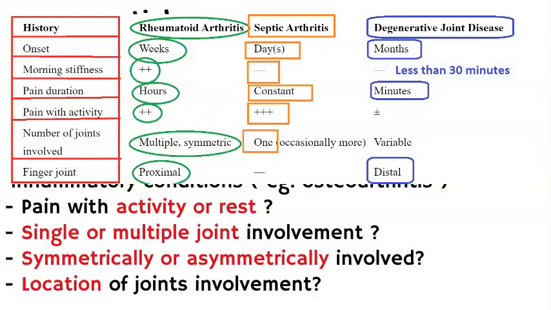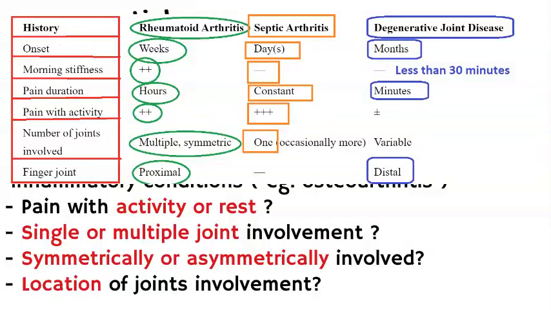For the history of rheumatoid arthritis, the onset is usually weeks, associated with morning stiffness. The pain duration is usually more than 30 minutes up to hours. Pain with activity and multiple or systemic joints involved, and proximal finger joints are mostly involved in rheumatoid arthritis.